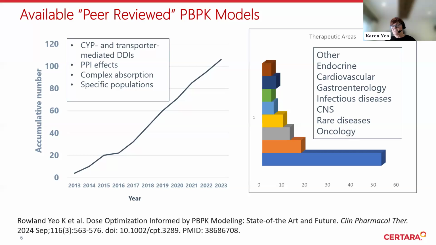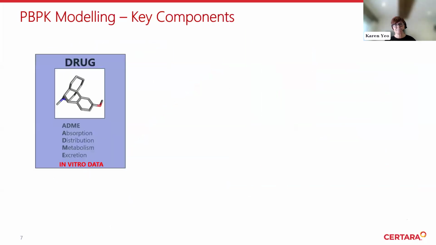But I just wanted to mention this publication because even though we're talking about DDIs, what we're talking about as well is the way that the regulators think and the way that they actually assess the model, and how progressive it's been, especially with specific populations and assessing the dose that is required. So why is there this significant interest in PBPK modeling?